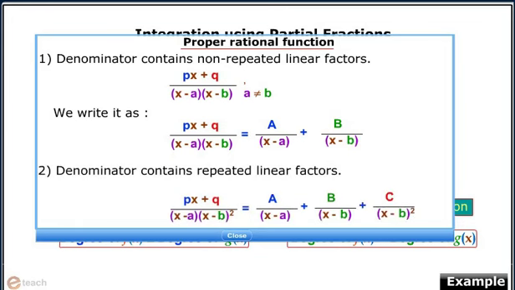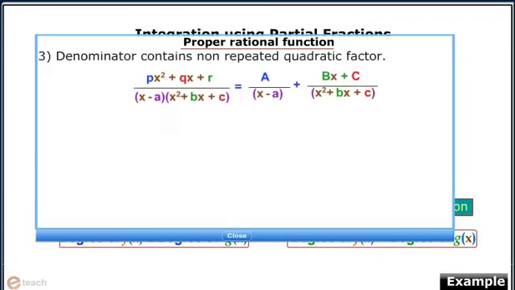Number 2. Denominator contains repeated linear factors, that is (px plus q) divided by (x minus a) into (x minus b) whole square, which is equal to A divided by (x minus a) plus B divided by (x minus b) plus C divided by (x minus b) whole square. Number 3. Denominator contains a non-repeated quadratic factor, that is (px square plus qx plus r) divided by (x minus a) into (x square plus bx plus c). It is equal to A divided by (x minus a) plus (Bx plus C) divided by (x square plus bx plus c).